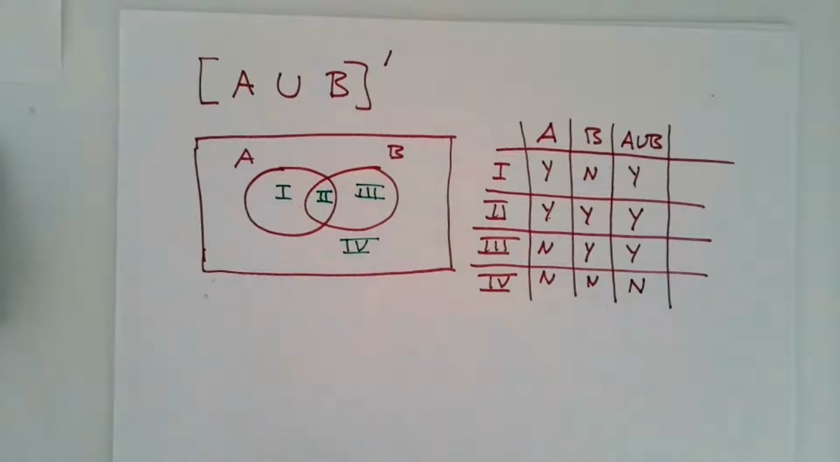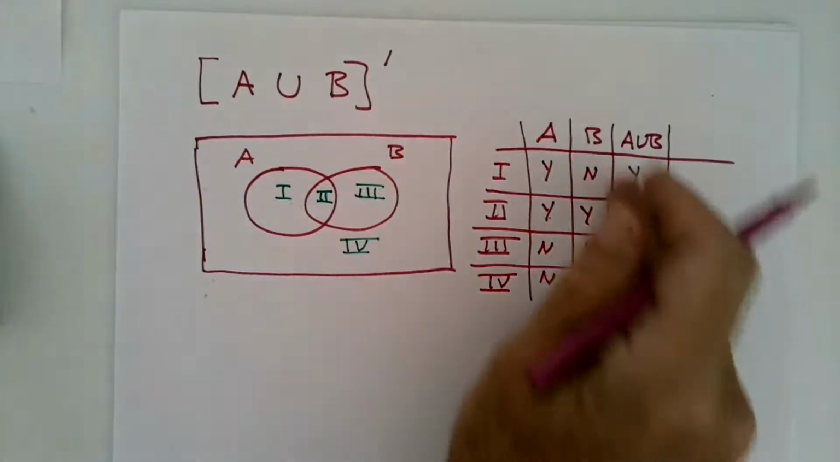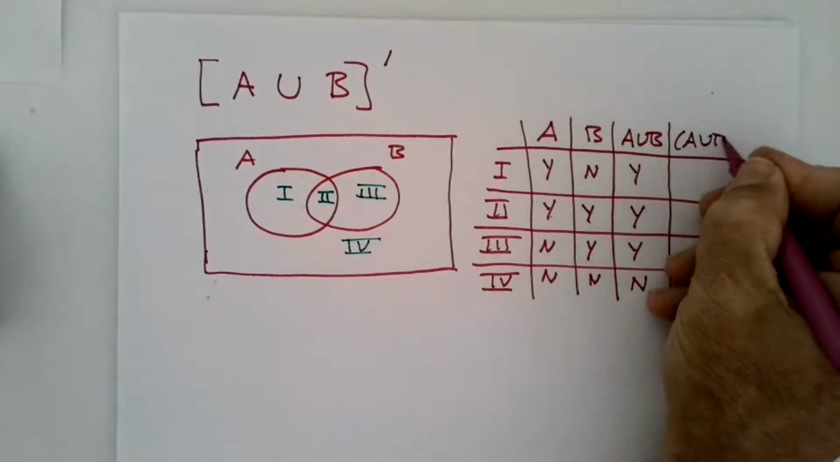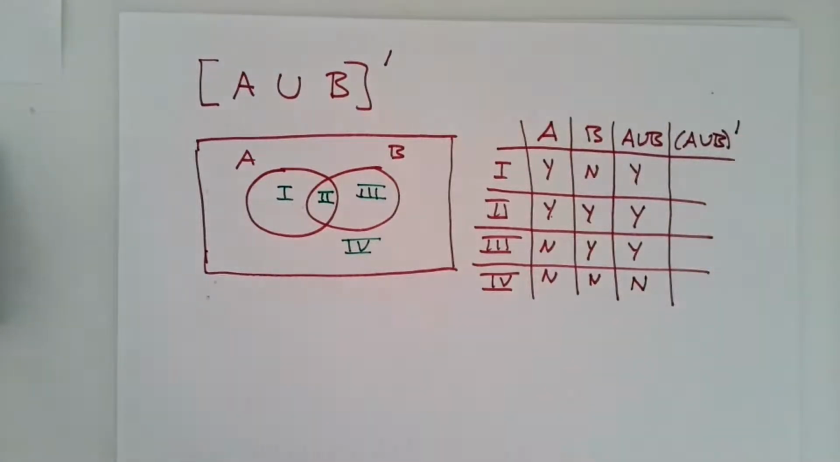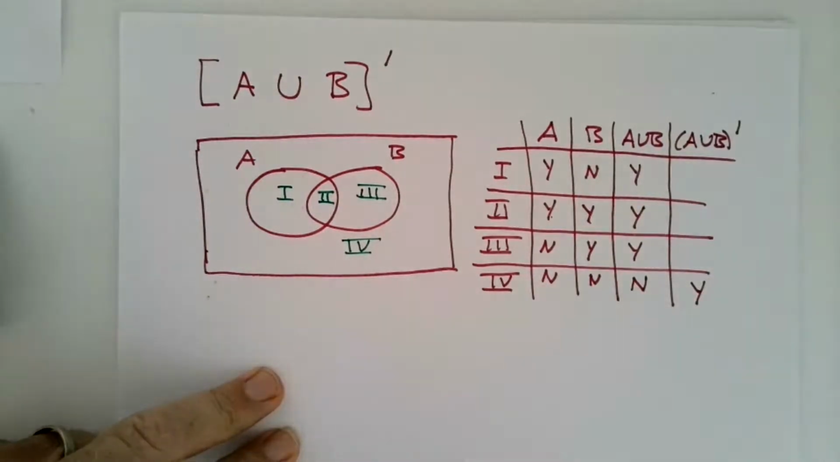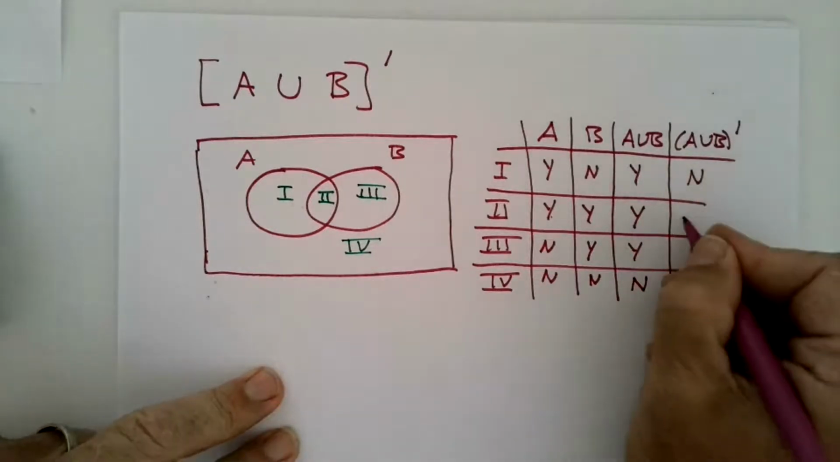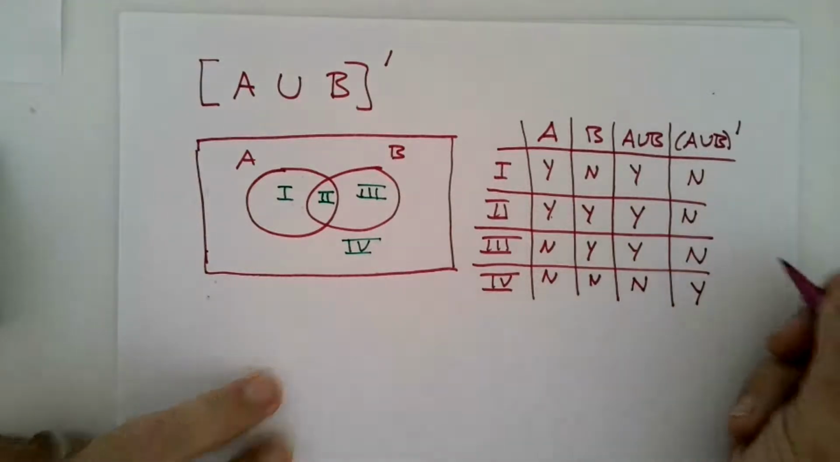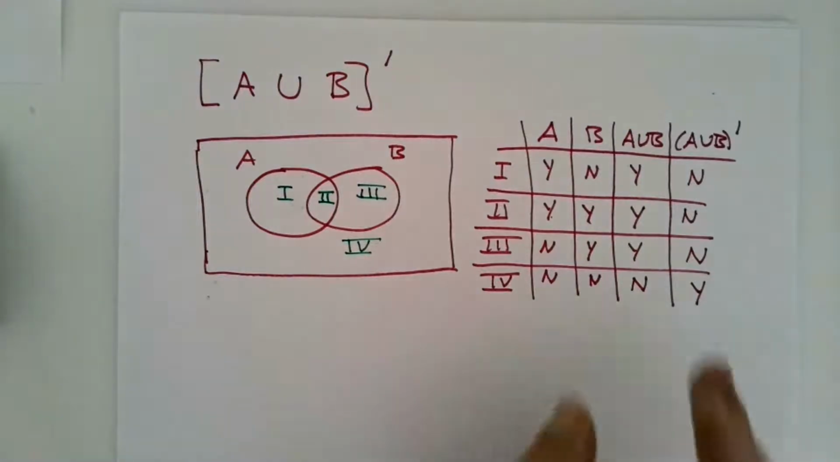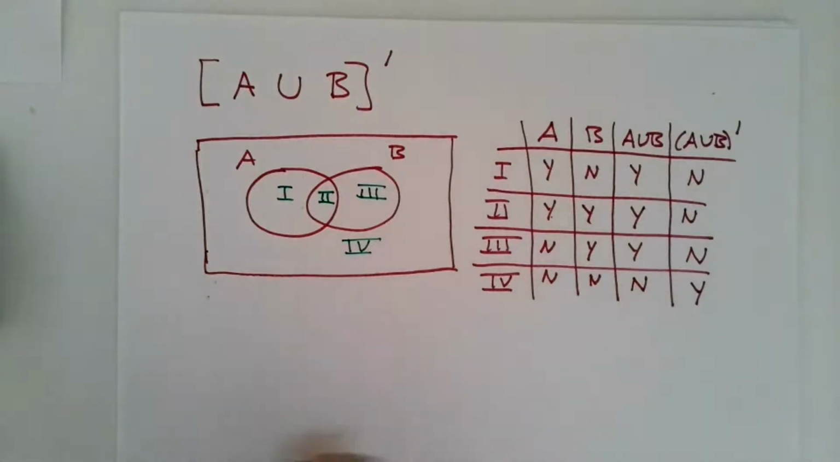But now I've got to take the complement of that. So I have my A union B column. I need A union B complement. So you know how complement works. Yes becomes no, no becomes yes. Or you're not in A union B. What is not in A union B? This one. That's the only one that is not in A union B. So all the others would be no. So if I'm constructing a Venn diagram for A union B complement, I am just shading which region? The only yes is region 4.